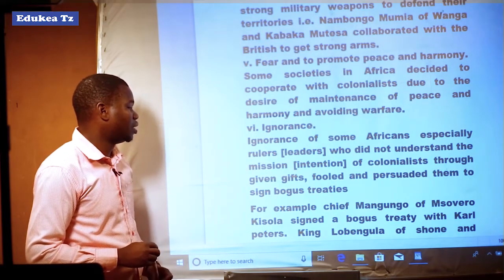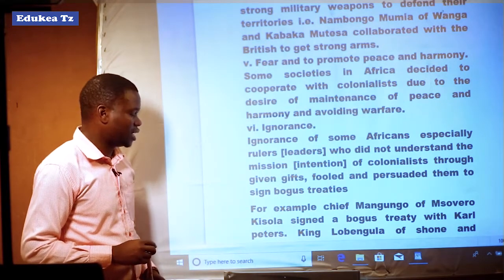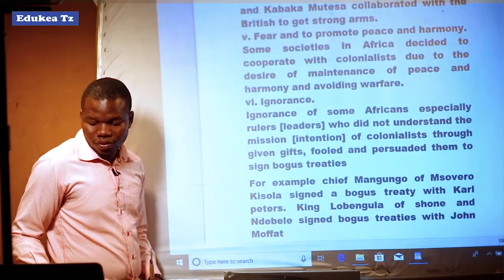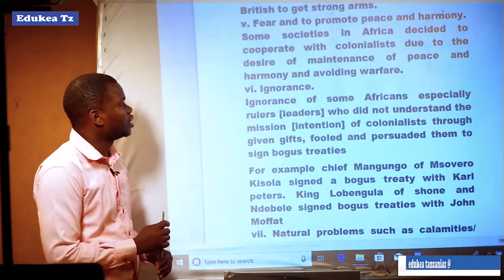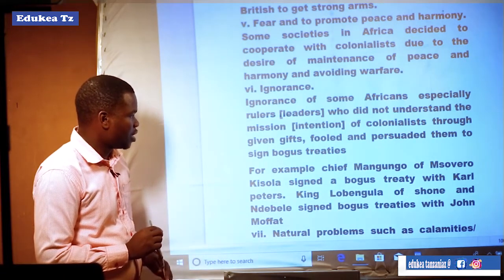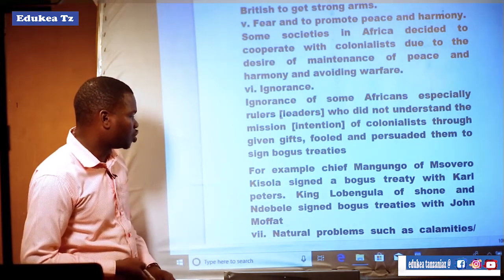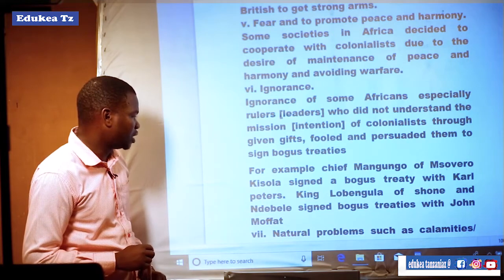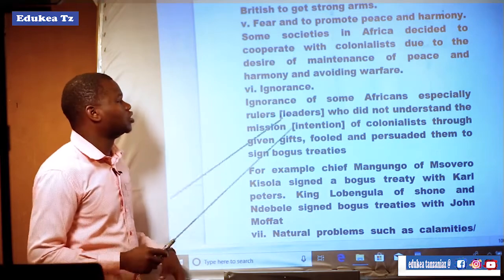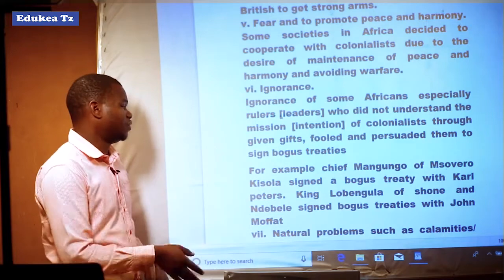For example, Chief Mangungo of Msovero, Kisao, signed a bogus treaty with Karl Peters so that he could cooperate with them without knowing the effect of doing so. Again, King Lobengula of the Shona and Ndebele signed bogus treaties with John Moffat. They did it because of their ignorance, since they didn't understand what the effects would be.